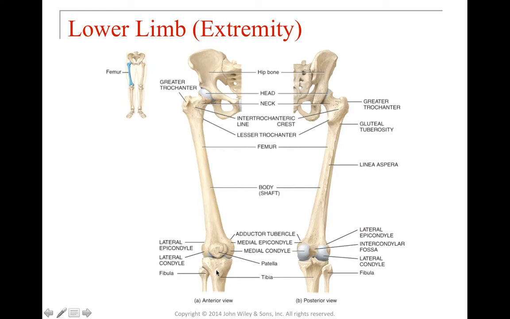So the tibia and the fibula are both going to interact here at the knee joint, but just to be clear, the fibula only interacts with the tibia here. It does not interact directly with the femur.